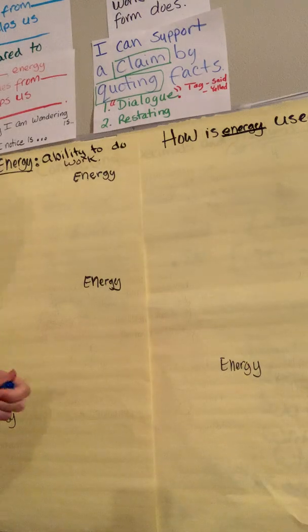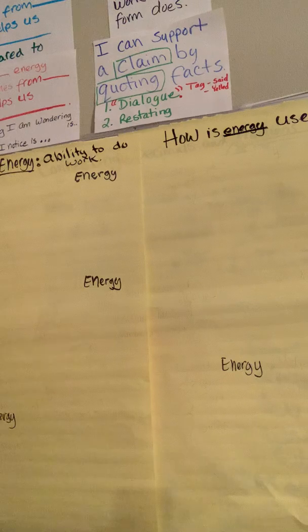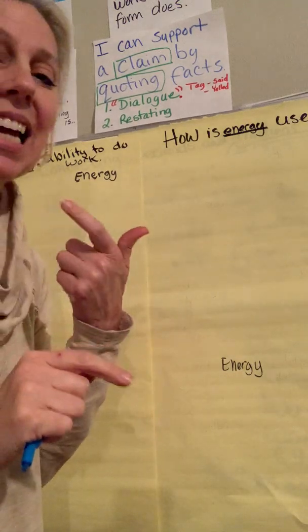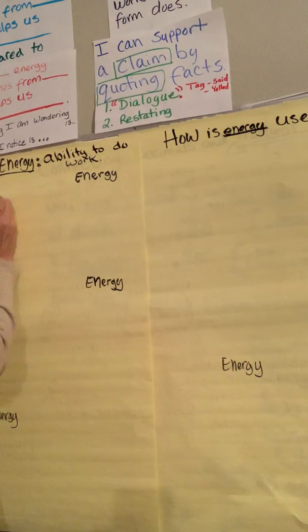The first form of energy that I'm going to share with you, number one, is called kinetic energy. That definitely has some different sounds. So say with me, kinetic, kinetic. Good. Kinetic energy is the kind of energy that comes when we are in motion.